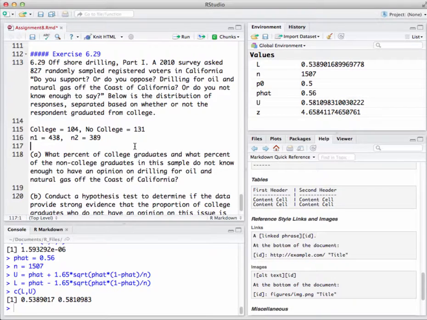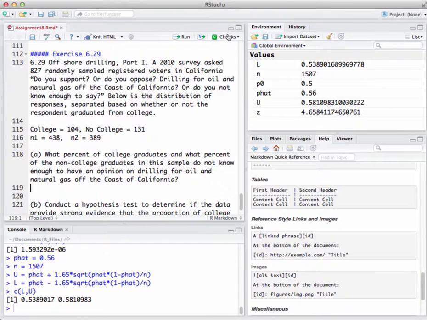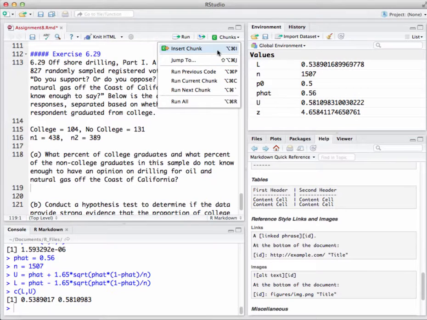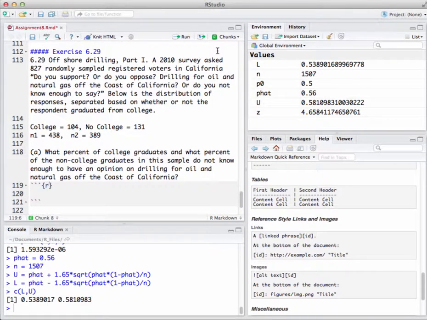Okay, so what percentage of graduates and what percentage of non-college graduates in the sample do not know enough to have an opinion on drilling for oil and natural gas off the coast of California? Well, we'll go ahead and do this with an R chunk. We'll stick that in here to make our lives a little bit easier. We've got to do just some basic arithmetic here. So let's call P1, which will be the proportion for folks who had college, let's call it PC. That makes more sense.